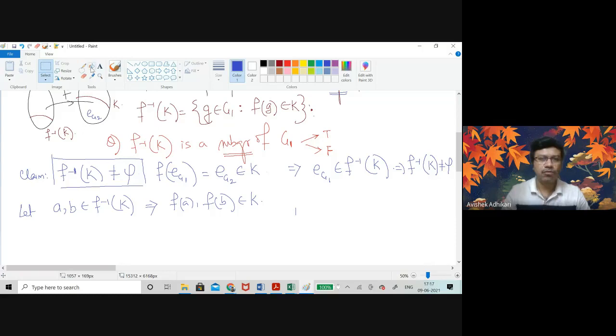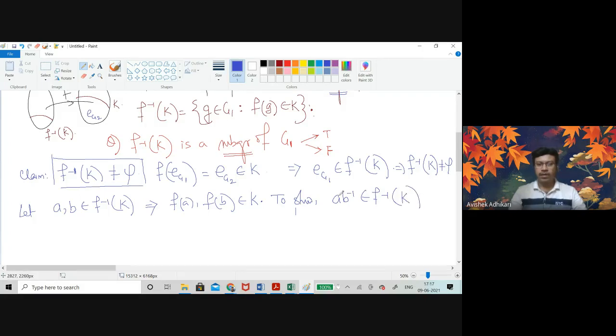So take two elements A, B from here, then that implies F(A) and F(B) belong to K. What you need to show? To show A B inverse belongs to F inverse K. If you are able to prove this, then that will help you to show that F inverse K is a subgroup of G1.